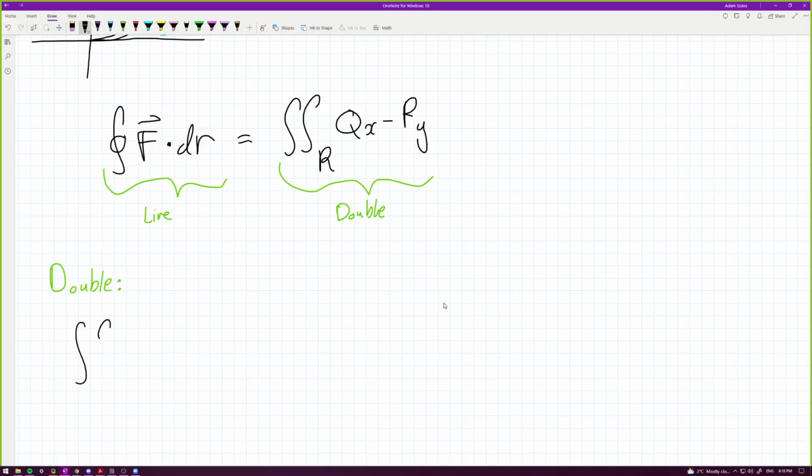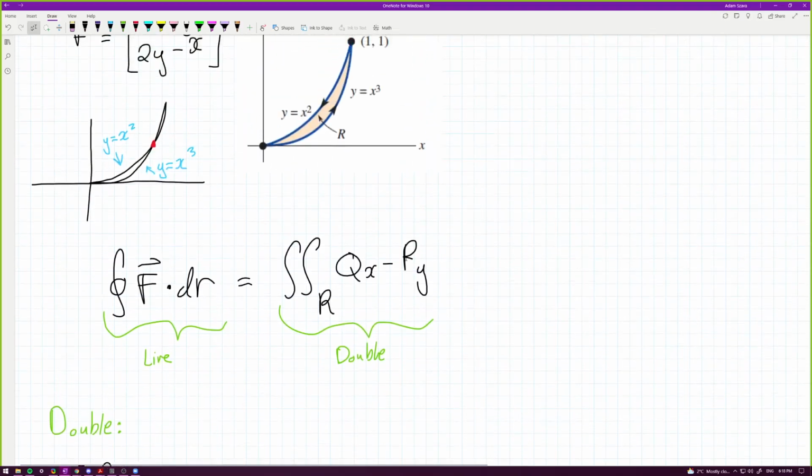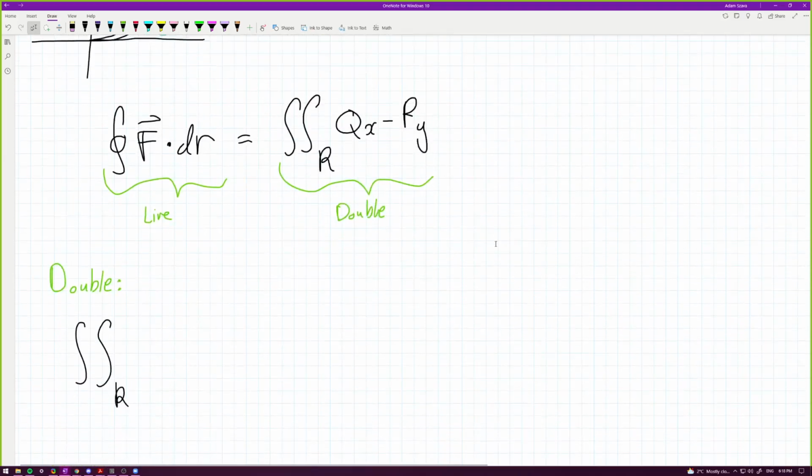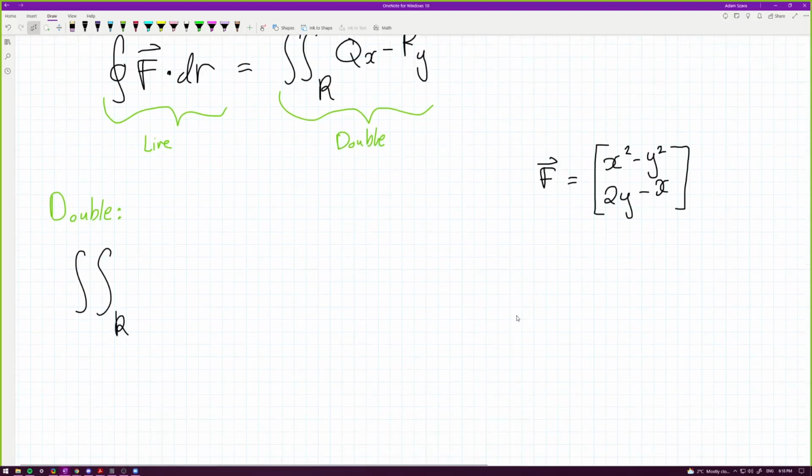So I'm doing the double integral over R of, and now I have to determine what Qx minus Py is. I'm going to take my vector field, and leave that on the side. So P is equal to x squared minus y squared. Q is equal to 2y minus x.